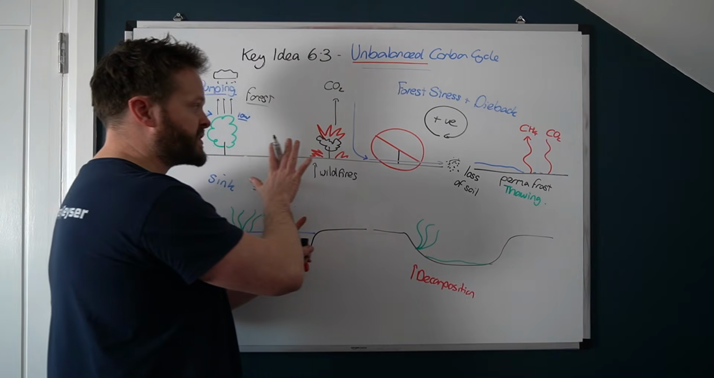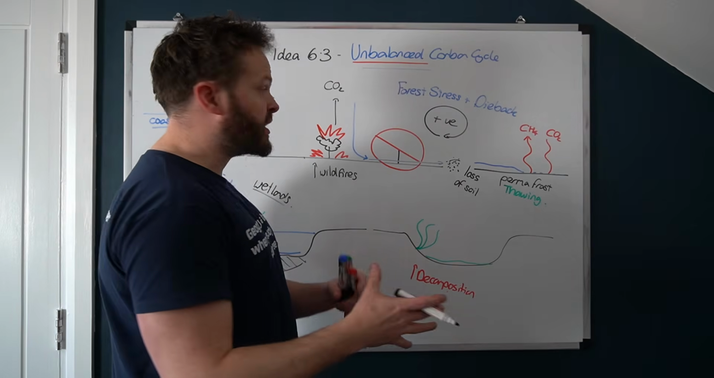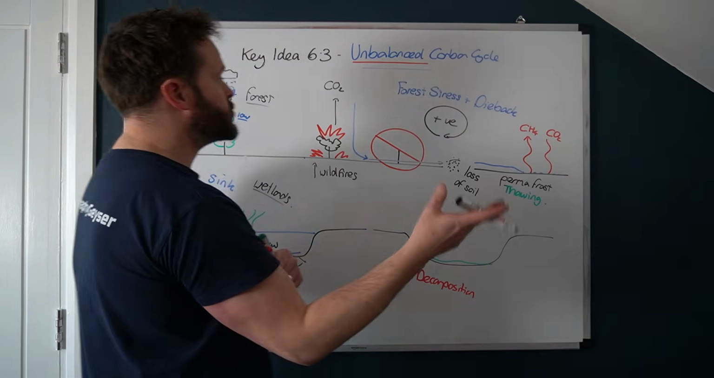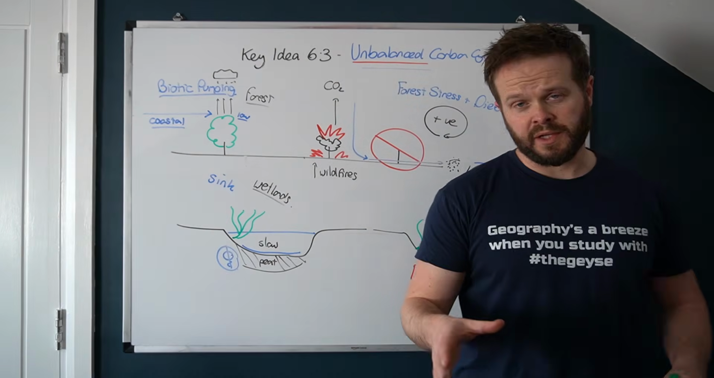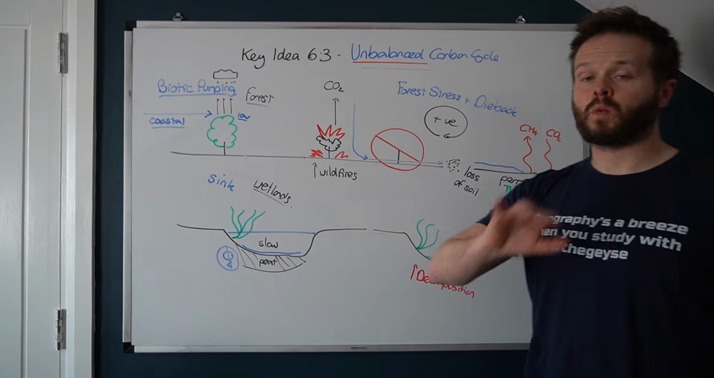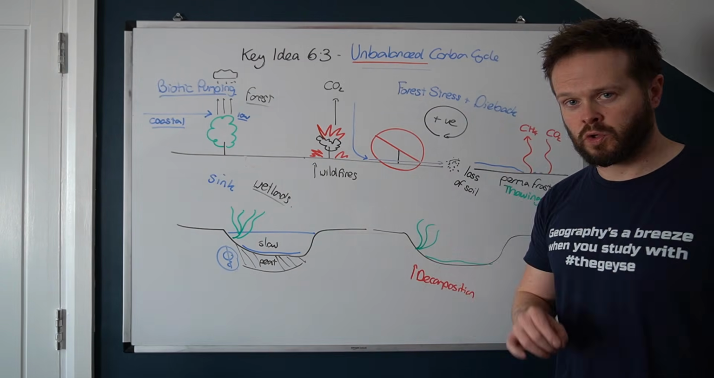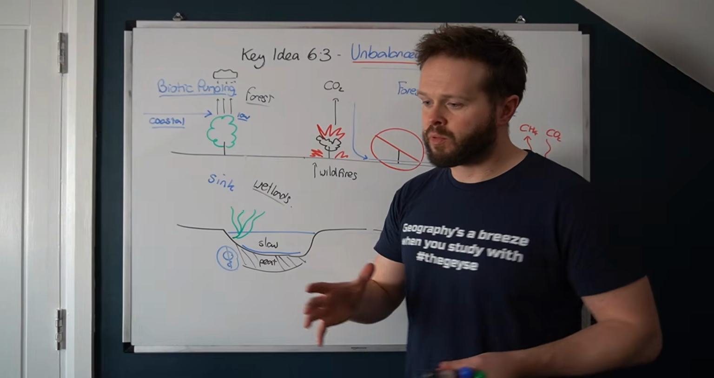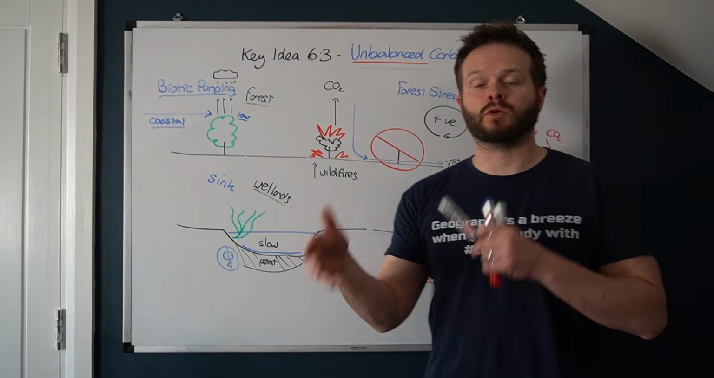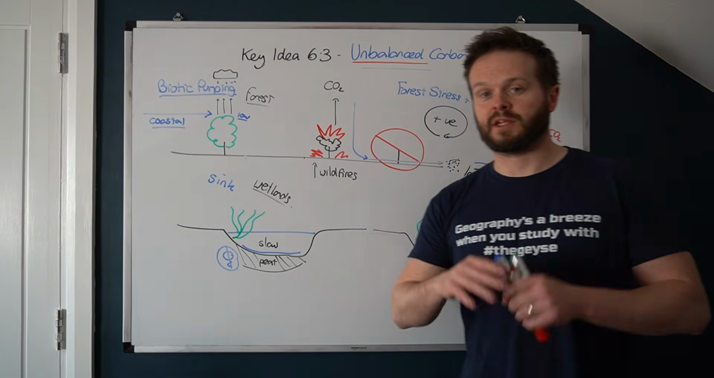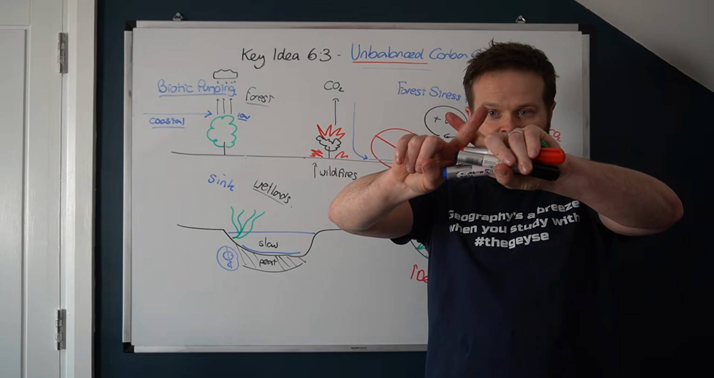So as we move over to here, what's going to be occurring is linked inextricably to the water cycle. You can't talk about the impacts on the terrestrial biosphere without making reference to the water cycle. So this is why it's so important that as you're revising the carbon cycle, you're also revising the water cycle alongside it, because there are those interlinkages at all points.